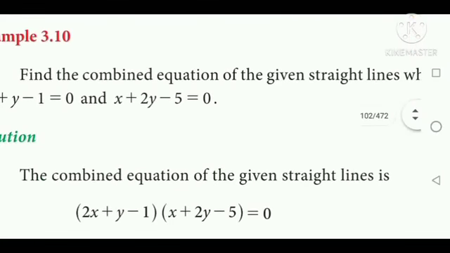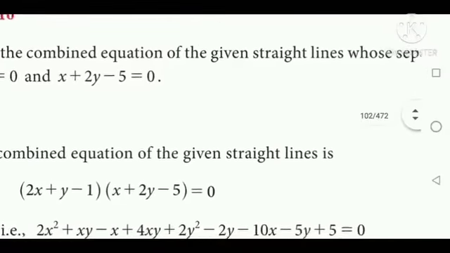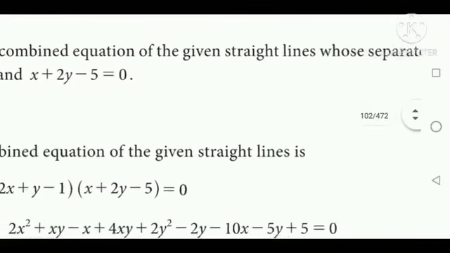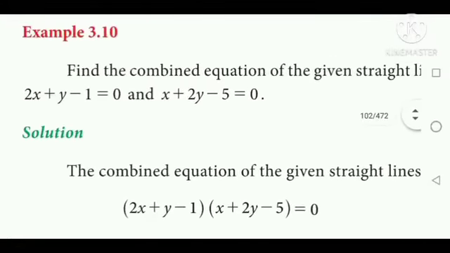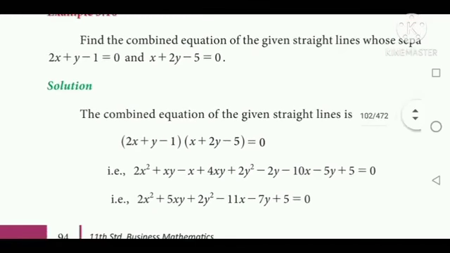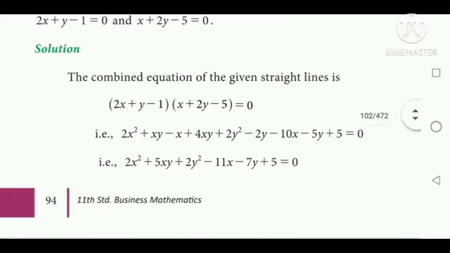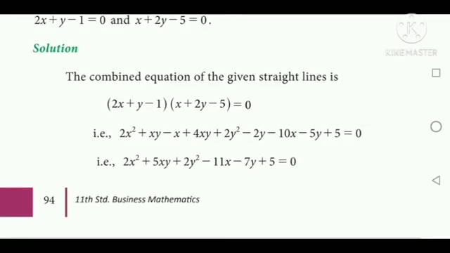Now we are going to see example 3.10. Find the combined equation of the given straight lines whose separate equations are 2x plus y minus 1 equal to 0 and x plus 2y minus 5 equal to 0. Here the combined equation of the given straight lines is (2x plus y minus 1) into (x plus 2y minus 5) equal to 0. This is given.